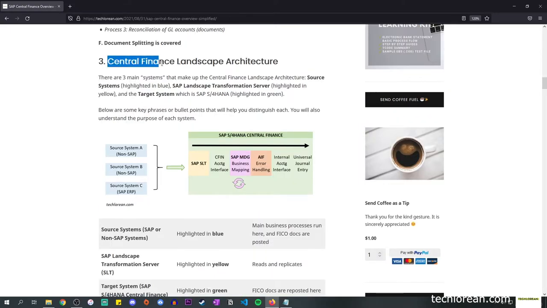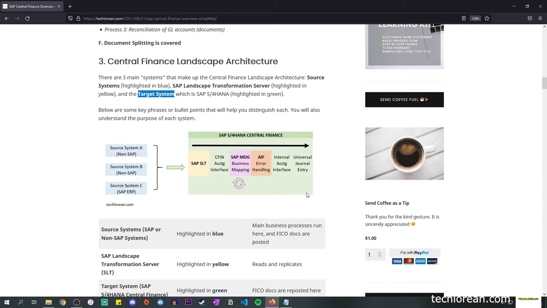Next up, we're going to talk about Central Finance landscape architecture. To get you guys started on that, please know that there are three main systems. We have the source system, the SAP landscape transformation server, as well as the target system, which is definitely your SAP S/4HANA instance or your Central Finance system. I have created a diagram over here, so you'll notice that we still have the different source systems involved, whether they may be non-SAP or SAP, and we're bringing over the data to SAP Central Finance. We have such a thing as SAP SLT, we have SAP MDG, which is for Master Data Governance, and AIF for Application Interface Framework, which is used for error handling.